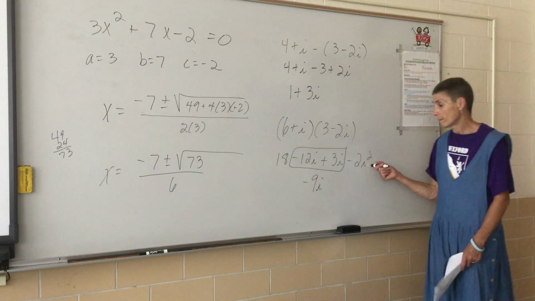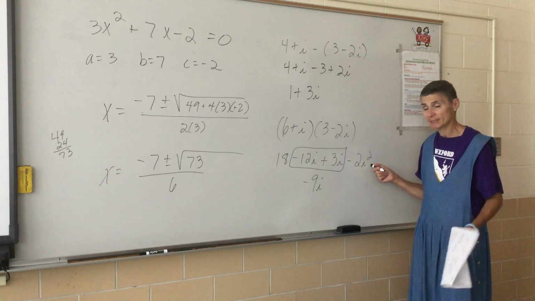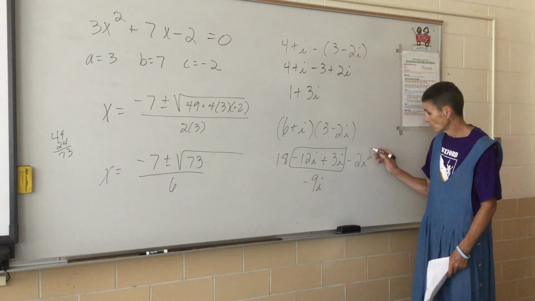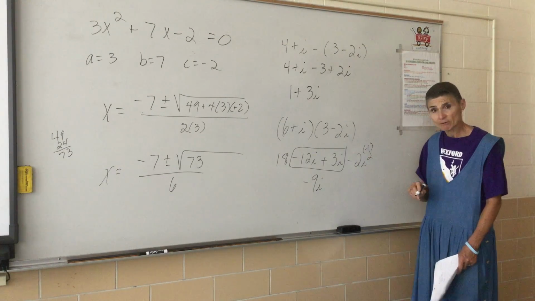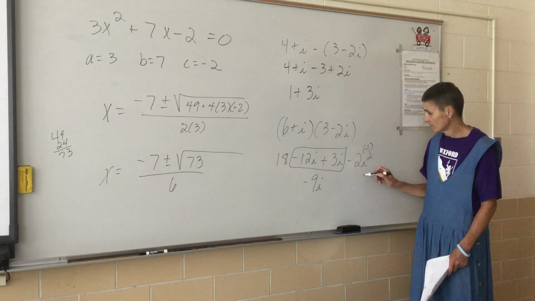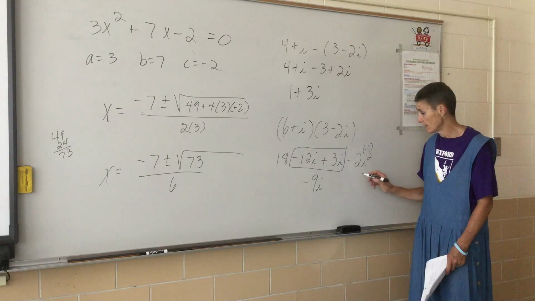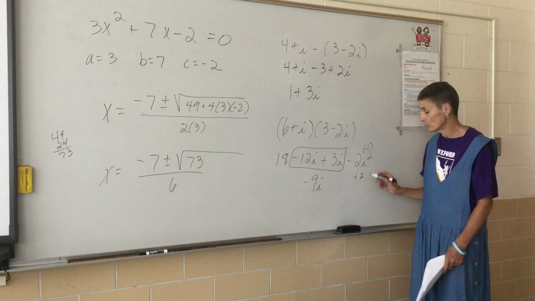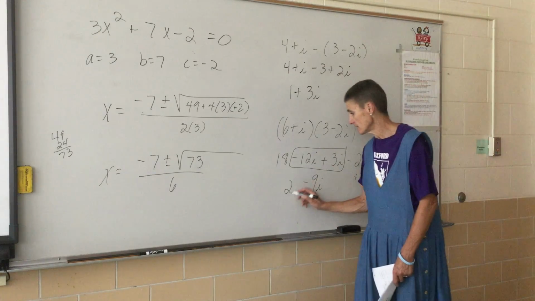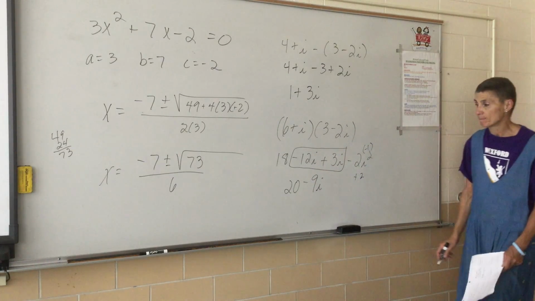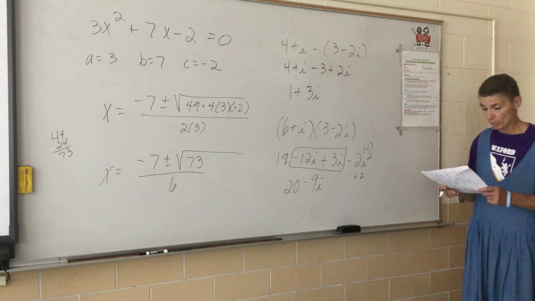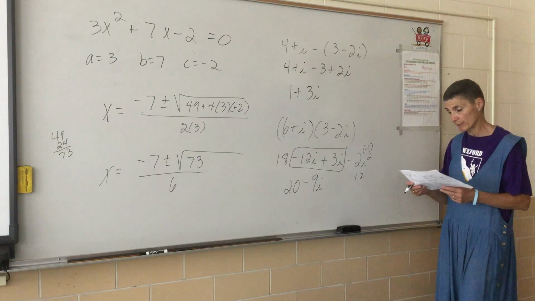Now, what about i squared? Okay, well, we've talked about this. Everybody knows this. i squared is the same as negative 1. So I have a negative 2 times a negative 1, which is a positive 2, combined with my 18 gives me a 20. There's the answer to the problem. That's all there is to it.